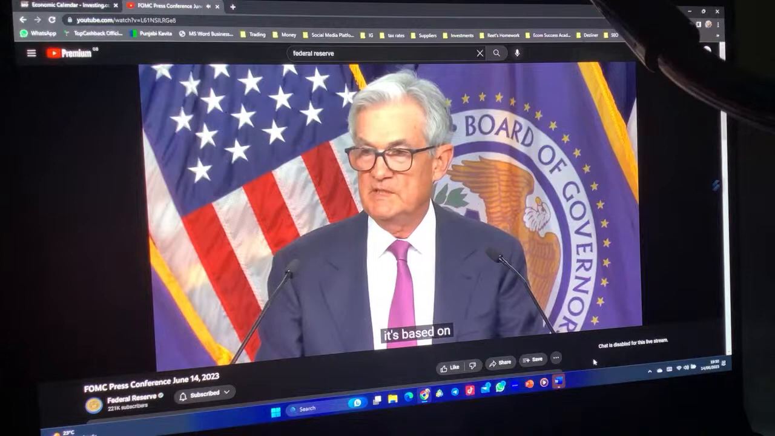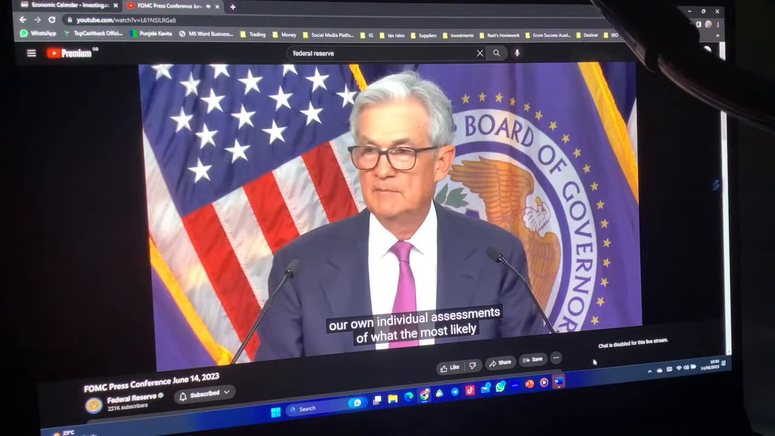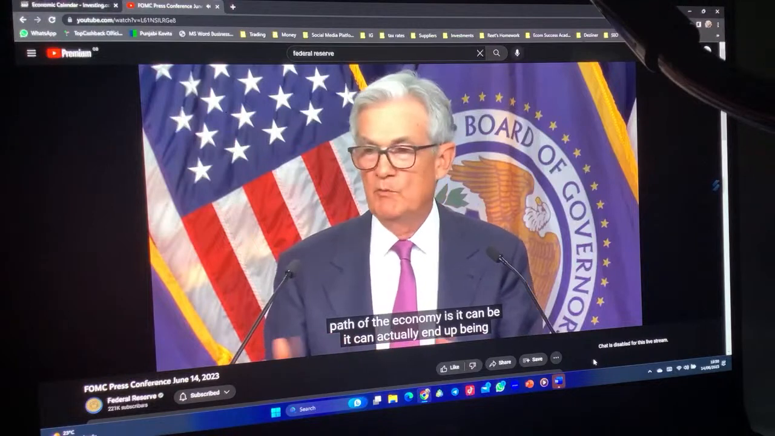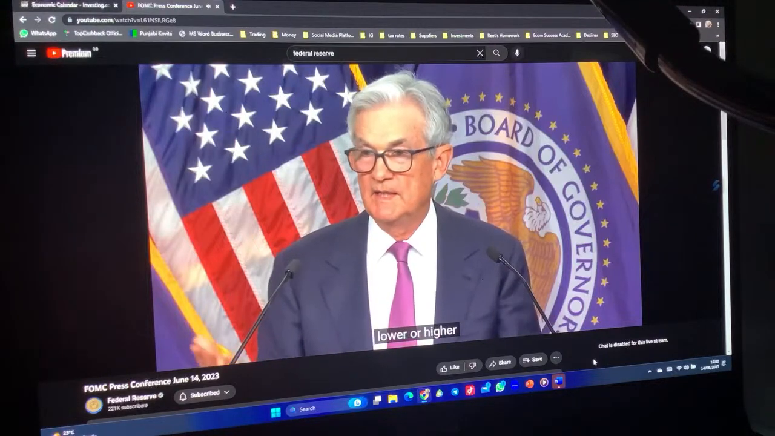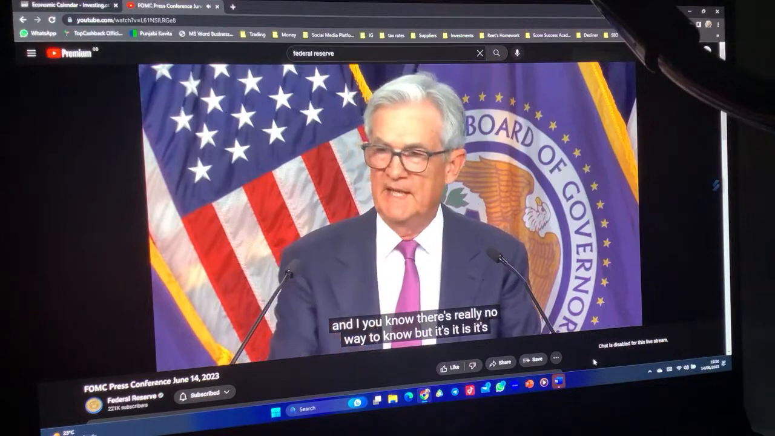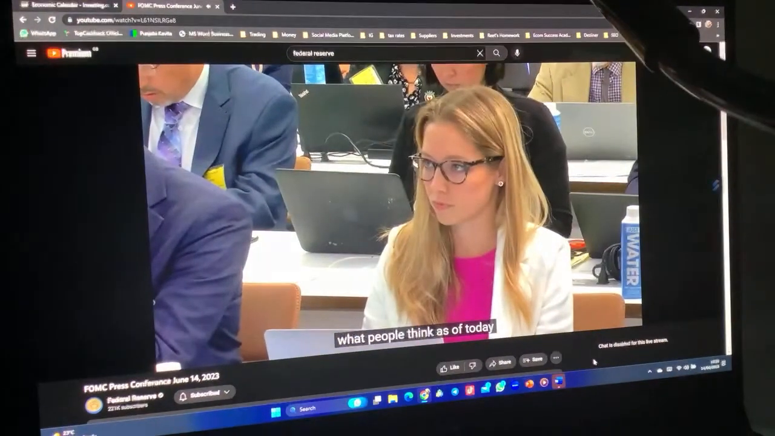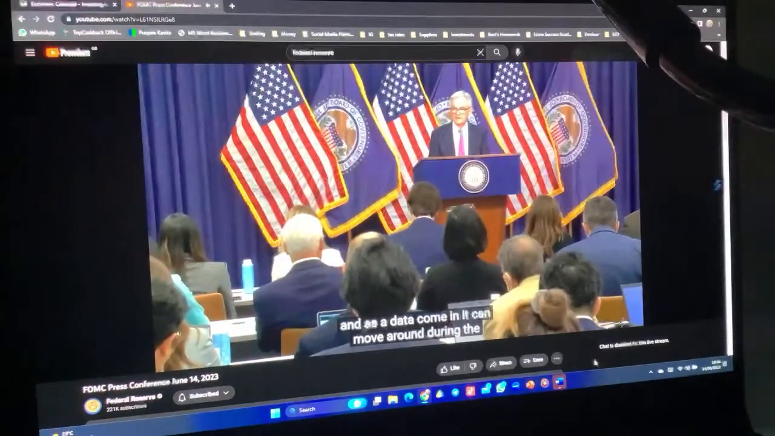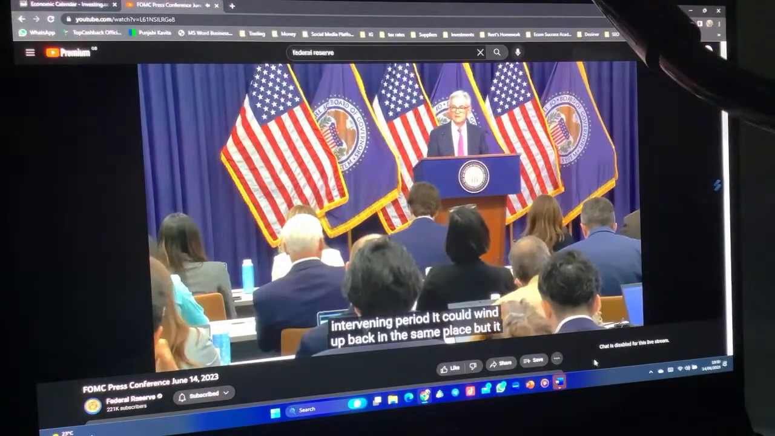Our own individual assessments of what the economy is likely to do. We're just literally getting to 700 pounds, and it can actually in reality wind up being lower or higher. There's really no way to know. It is what people think as of today, and as the data comes in, we can move the trailing stop loss. It could wind up back in the same place, but it really will be data driven.